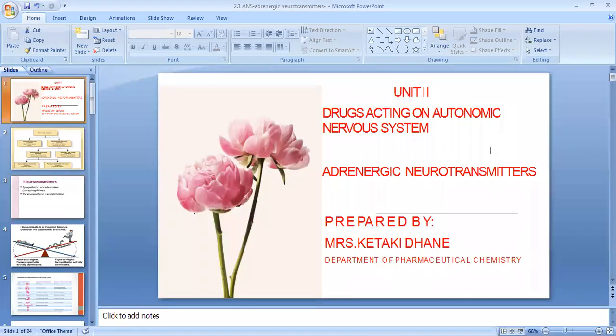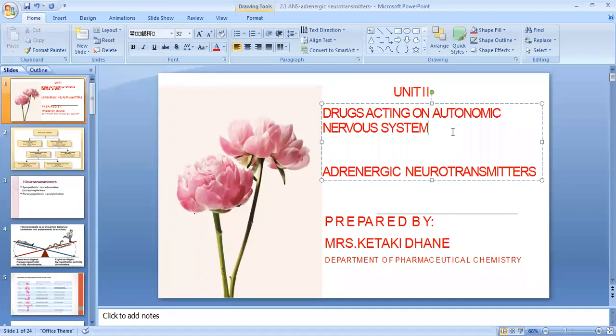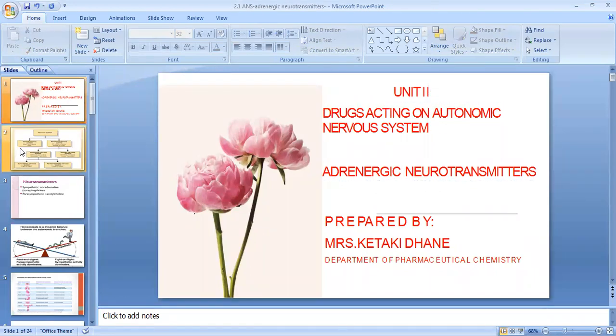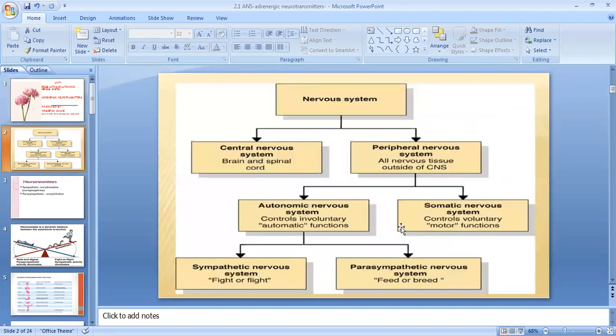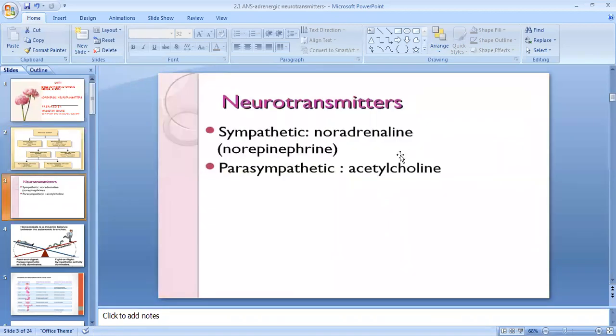So yesterday we started a discussion on Unit 2. Unit 2 is specifically related to drugs. We are going to discuss the drugs which act on the autonomic nervous system. Now, what is the autonomic nervous system? How is it divided? What type of responses are given by the sympathetic nervous system and the parasympathetic nervous system? This we have seen. Now we are going to discuss a very important point from this chapter, that is neurotransmitter.